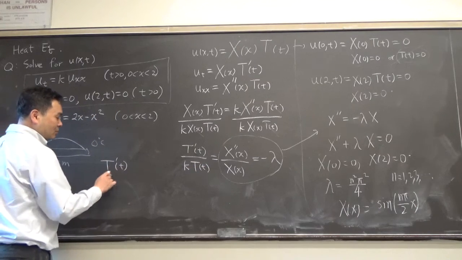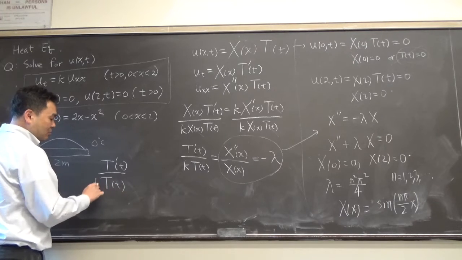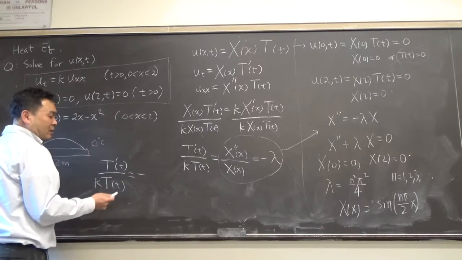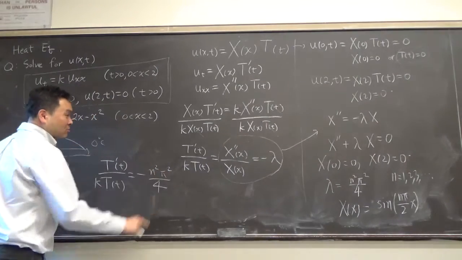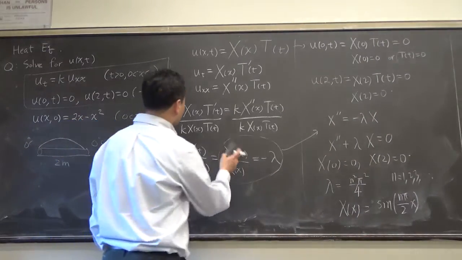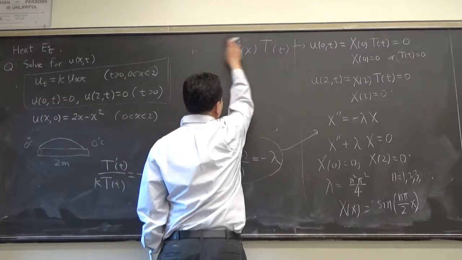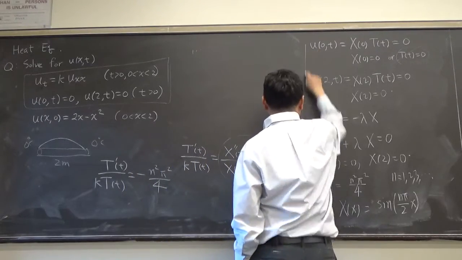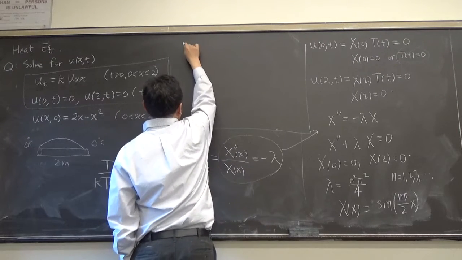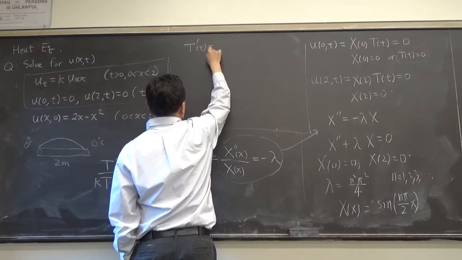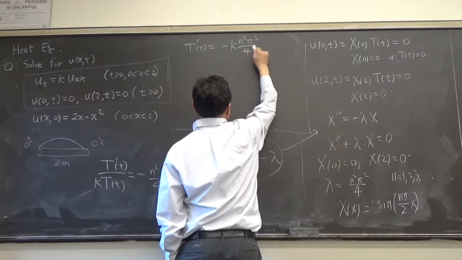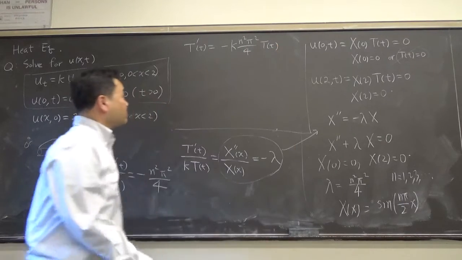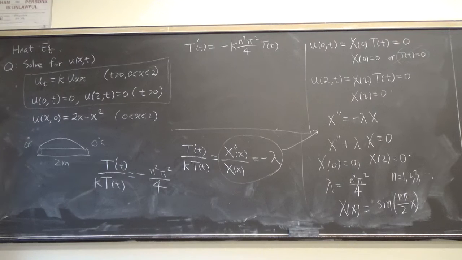T prime of t over T times k is negative lambda, but lambda is n squared pi squared over 4, right? So we multiply this to the other side. Okay, so I'll have to erase this. And we get T prime of t equals negative k times n squared pi squared over 4 times T of t. And that's a separable differential equation, right?